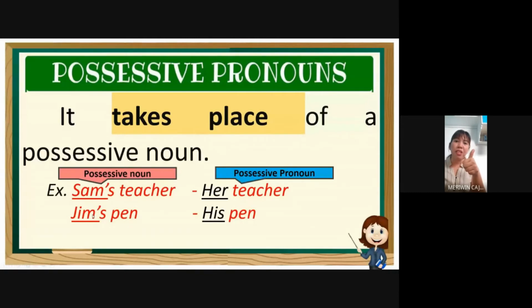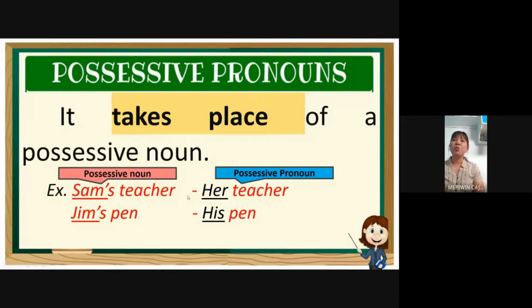Okay, another example is Jim's pen. Okay, the name there is Jim, right? So that is an example of possessive noun. Okay, if we are going to change it into possessive pronoun, we are going to say his pen. His pen. There is no Jim anymore. Instead of using Jim, we use his pen. But the meaning is still the same. Okay? So I hope you can follow that one, kids.